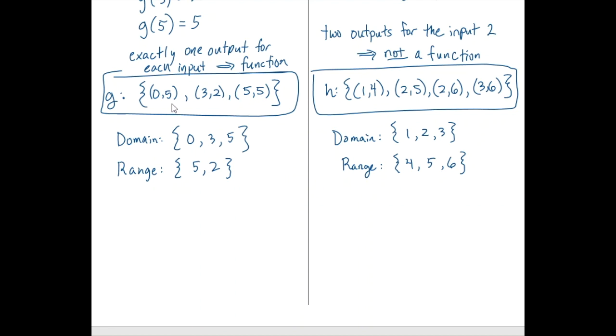If we plot these ordered pairs in a coordinate system to form a graph, then there's a graphical test that we can use to determine if this represents a function. Remember, we plot the x-coordinates on the horizontal axis and the y-coordinates on the vertical axis. The ordered pair (0, 5) will have an x-coordinate of 0 and a y-coordinate of 5. The ordered pair (3, 2) has an x-coordinate of 3 and a y-coordinate of 2. And (5, 5) has an x-coordinate of 5 and a y-coordinate of 5.